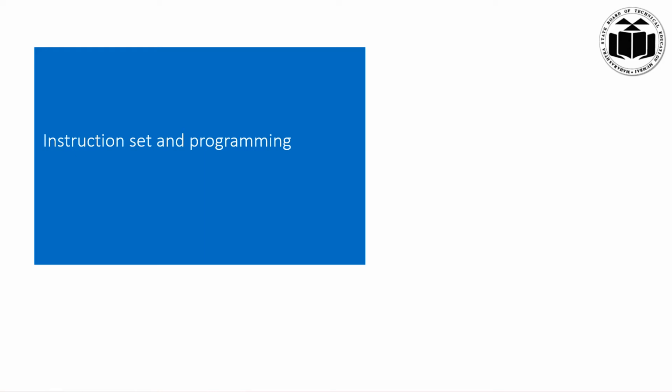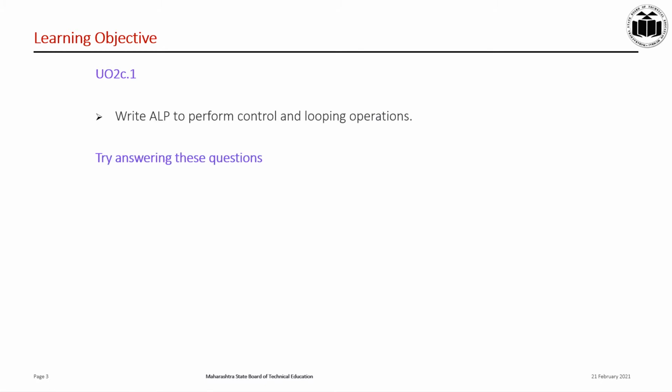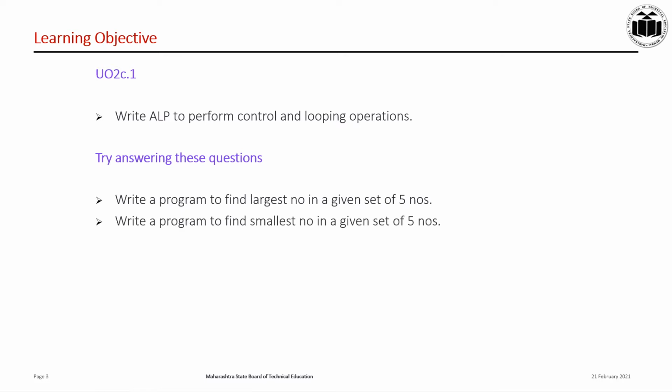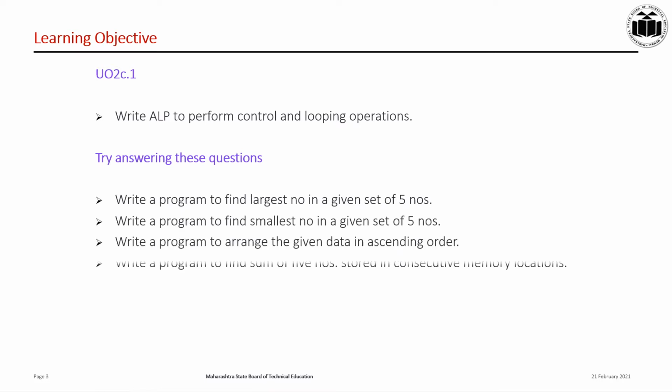Today we are going to discuss assembly language programming to perform control and looping operations from Unit 2, Instruction Set and Programming. So, today's learning outcome is to write assembly language programs to perform control and looping operations. Under this, we will see programs to find the smallest number, the largest number, arranging numbers in ascending order, and arranging numbers in descending order.